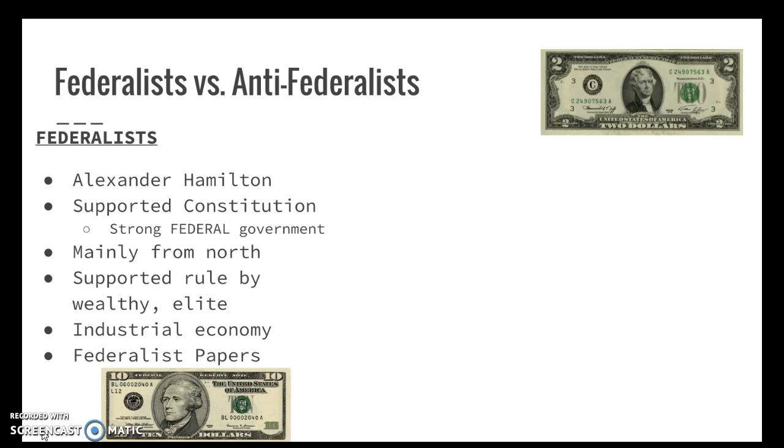Now, once they write the Constitution, they've got to decide, is this actually going to be the new government? There has to be a vote. It has to be ratified before it takes over as the new government of the United States. So there are two big sides to this. There are the Federalists and the Anti-Federalists.